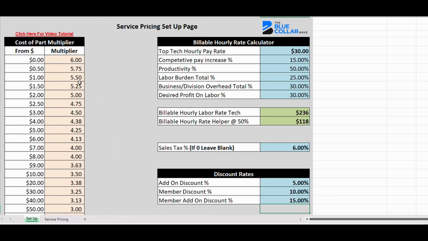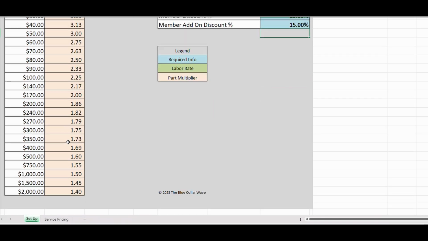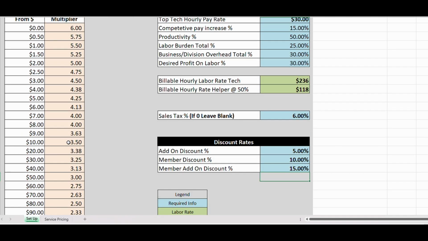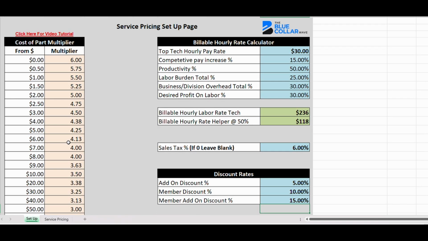These you cannot change. If yours are different, reach out, let us know, and we can change these and customize this for you. But these default, and these are a pretty standard sliding scale default for multipliers. Once you have this set, you don't really have to do anything any further with this. You can leave it like this all the time.